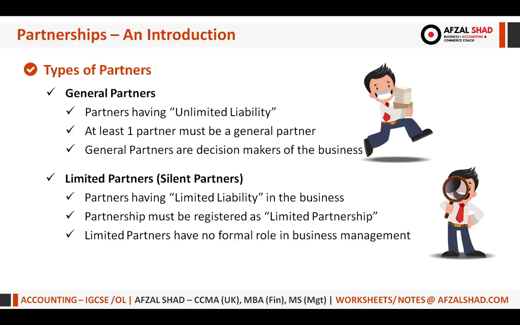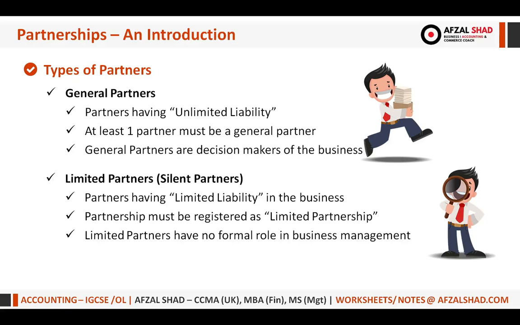They have limited liability up to the extent of the amount of the investment they have made. So if somebody has given $10,000 to the business, the max he's going to lose is the $10,000, not more than that. He's not going to bear the unlimited liability burden onto himself because he was just an investor.